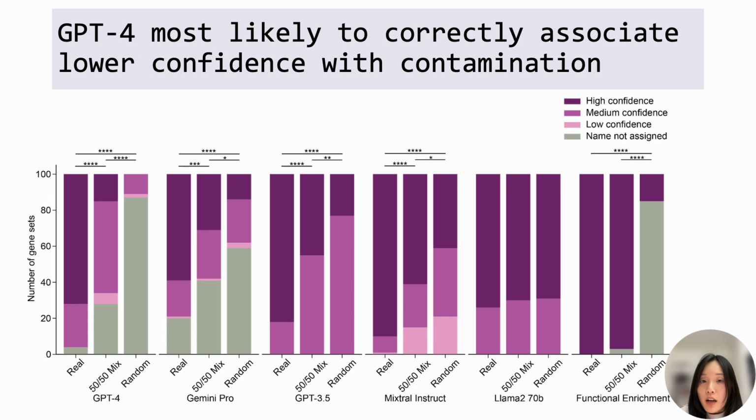On the other hand, GPT-4 refused to name the random gene set 90% of the time, and it gives higher confidence in a real gene set and relatively lower confidence in the contaminated gene set. So we found GPT-4 is more reliable in terms of naming the gene set.